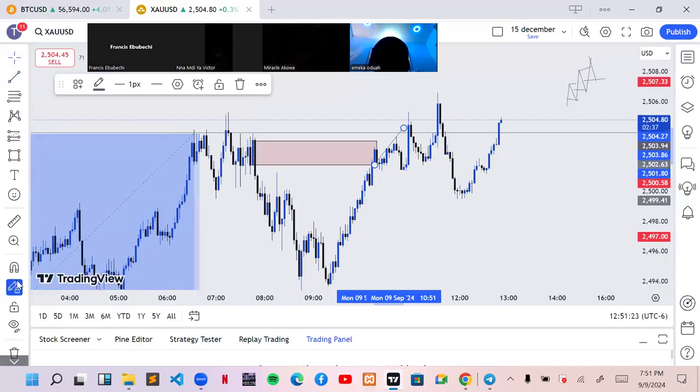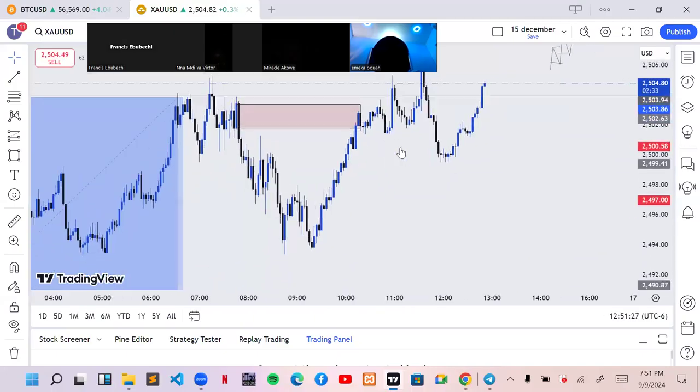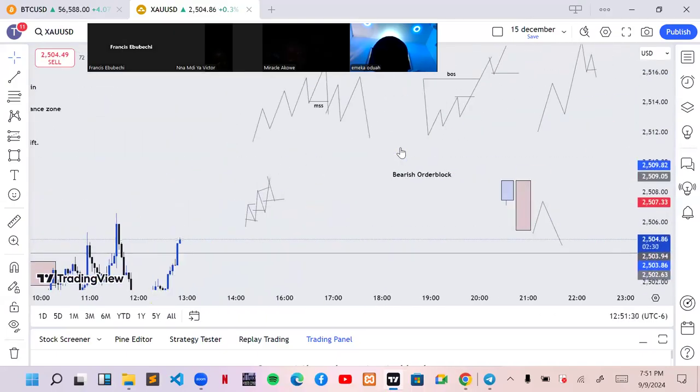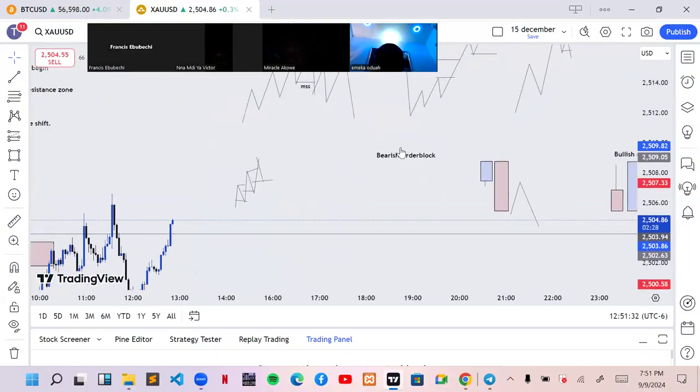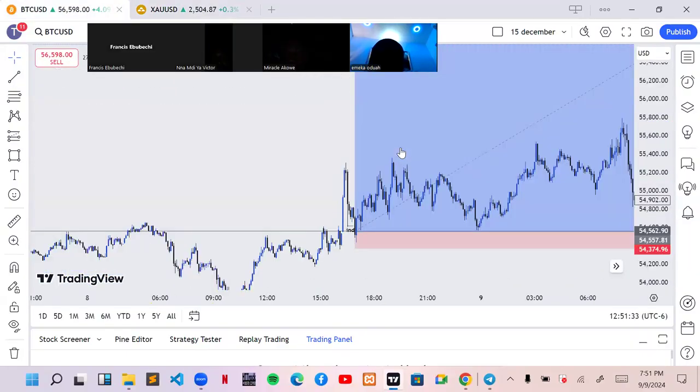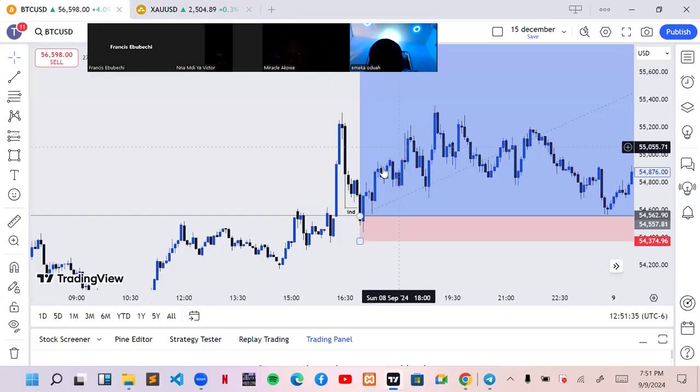So I make use of order blocks and breaker blocks in taking my entries. Now, knowing when to use either an order block or a breaker block is very important. Like for this BTC trade, what I use here is a breaker block to get my entry.